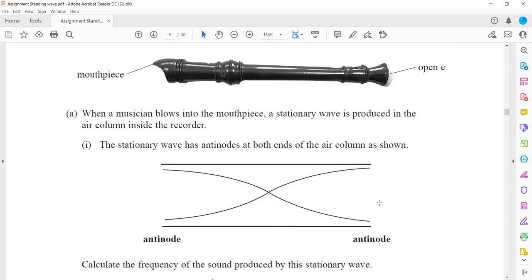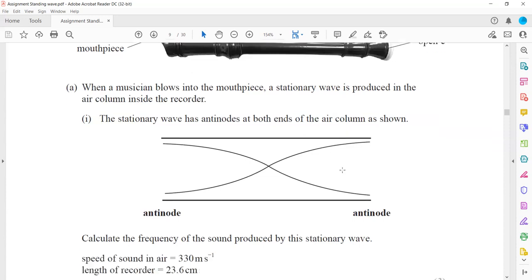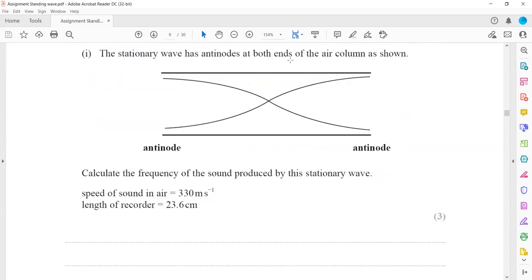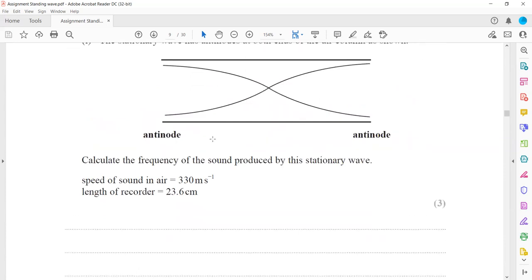In the first harmonic, or the fundamental frequency, the antinodes are always at the ends and a node will be at the center. So the standing wave has an antinode at both ends of the air column as shown in the figure. Calculate the frequency of the sound produced by this standing wave.